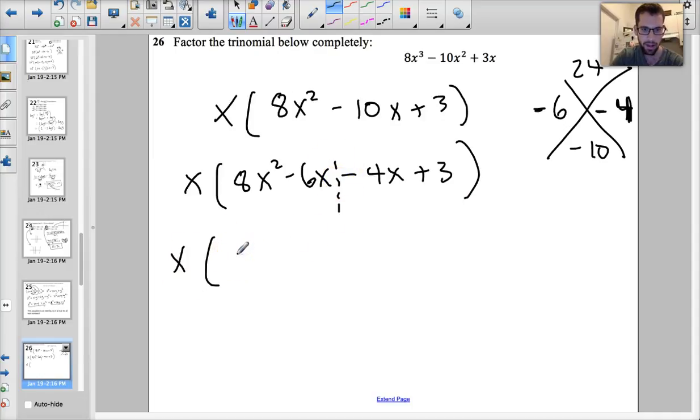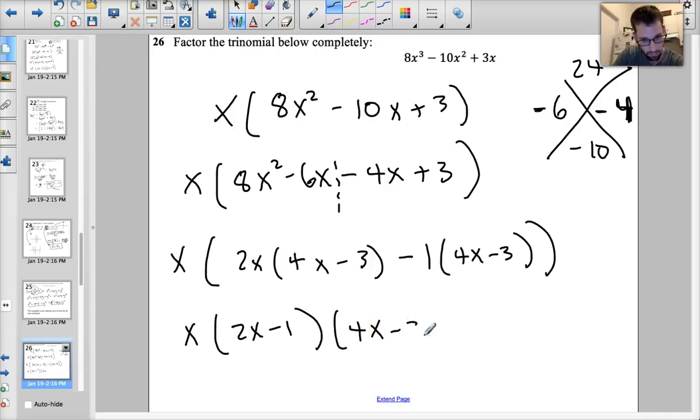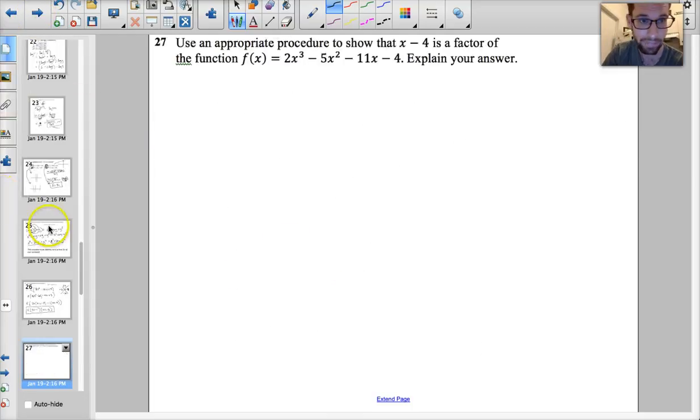I'm going to get a 2x factored out here, which leaves me with 4x minus 3. And then I factor out a negative 1, which leaves me with 4x minus 3. And that is my trinomial, factored completely: 2x minus 1, 4x minus 3. It doesn't ask for solutions, so I'm stopping.